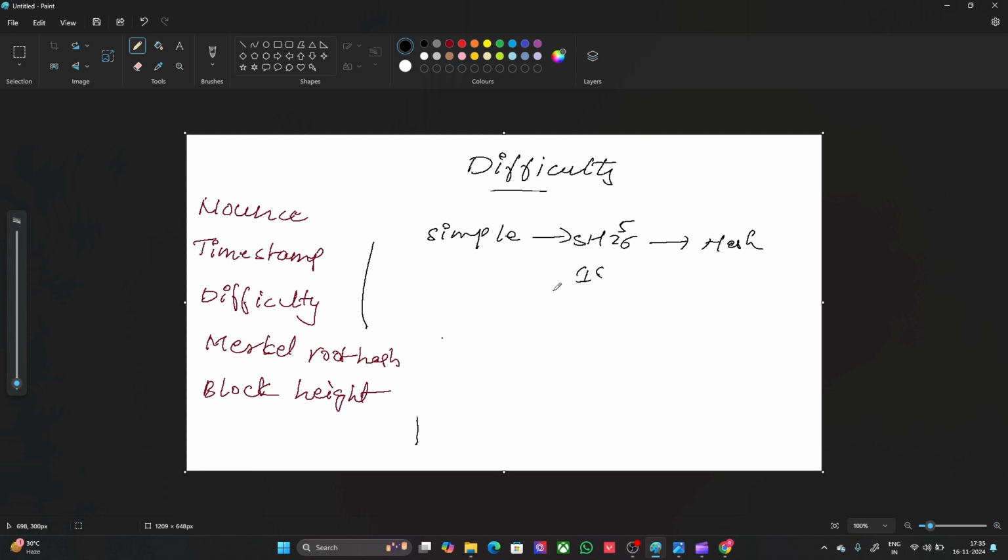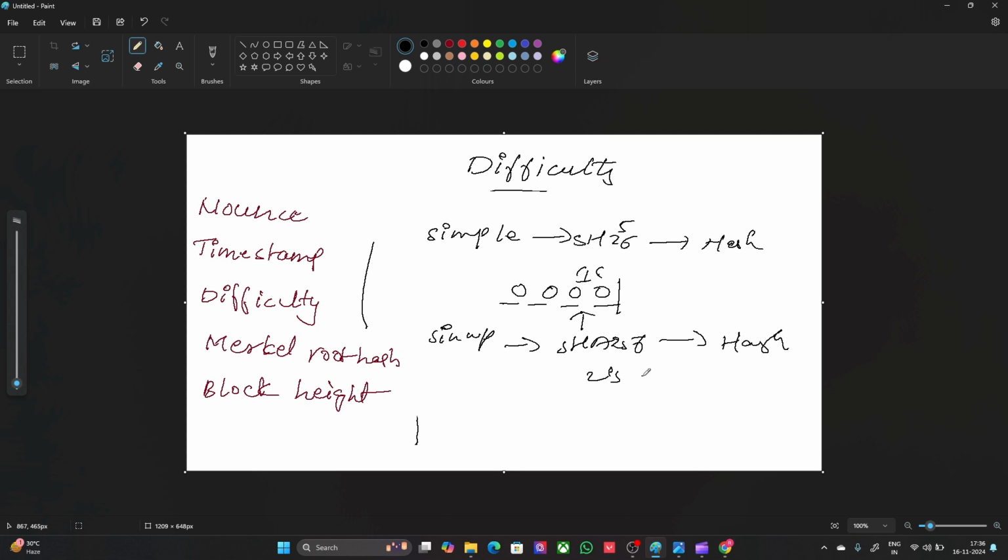So if you are reserving the first four characters as four leading zeros, then take the same simple data and pass it to SHA-256. This time we are restricting it to generate a hash that should contain four leading zeros. Then this time it will take at least 2 to 3 seconds.